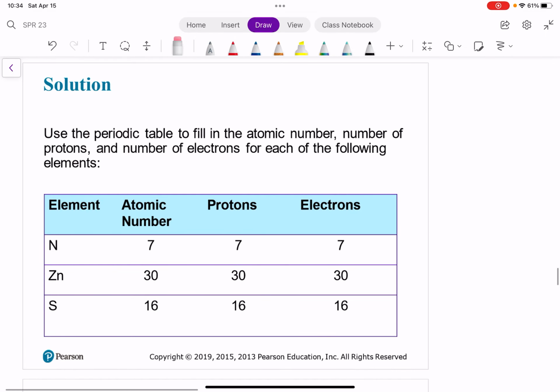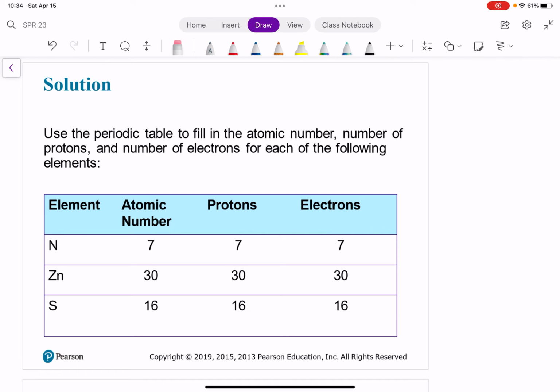All right, so the first step that I like to do is locate my element on the periodic table. And that's going to help me find out the atomic number. So for the first one, nitrogen, that's got an atomic number 7. So how many protons does it have? I mean, you can see it right there.